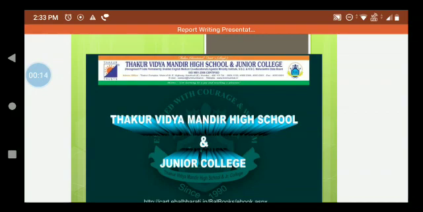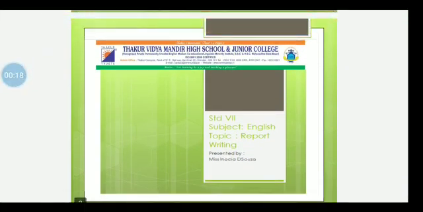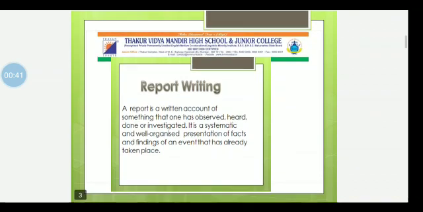Happy learning, students! Well, I'm sure all of you are very excited today, because every morning, what do we do when we take the newspaper in hand? We read a newspaper report. So that's the topic of our discussion today for Standard 7 in English by your very own Inacia teacher from Thakur Vidya Mandir High School and Junior College. So children, let's get started.